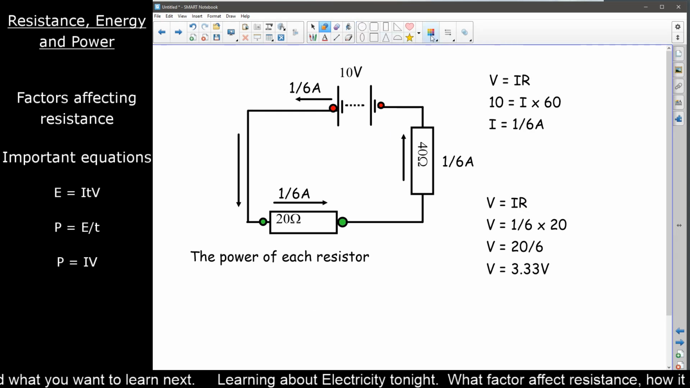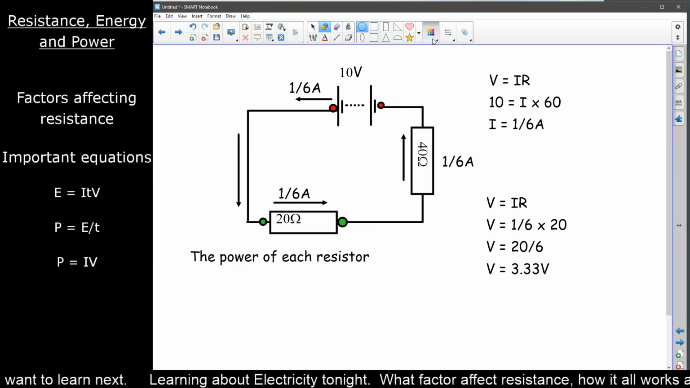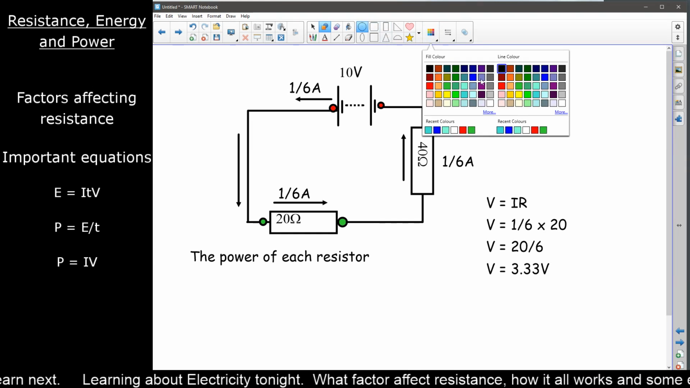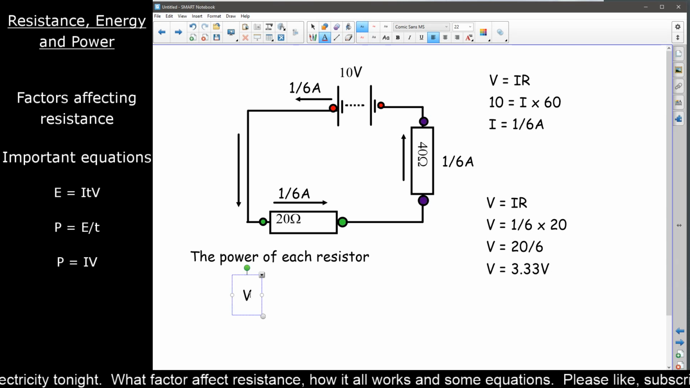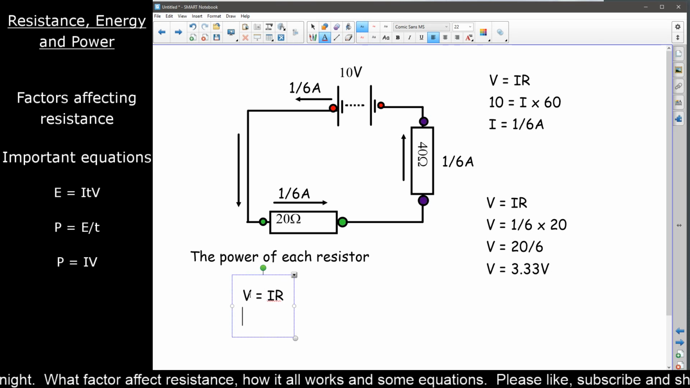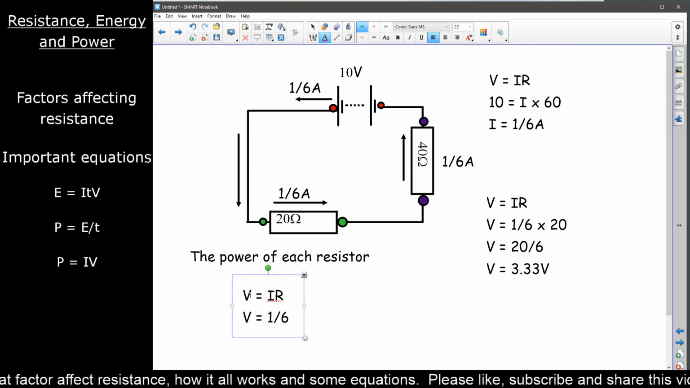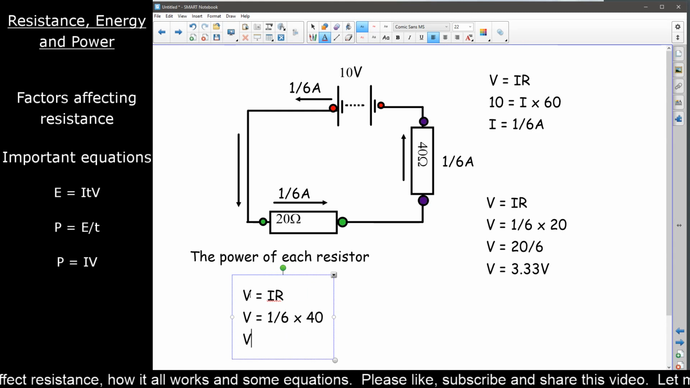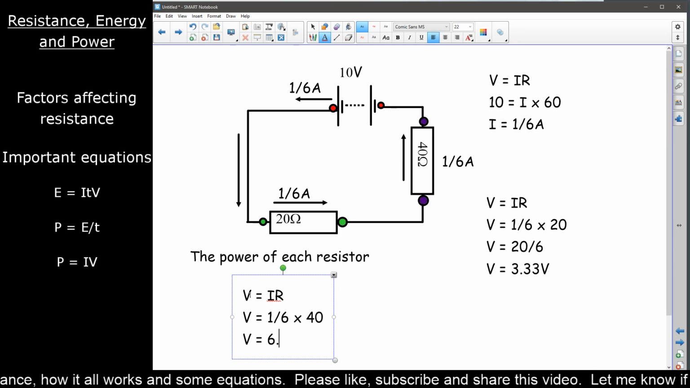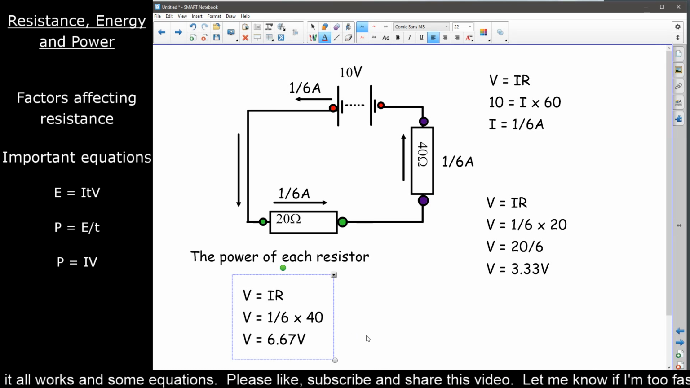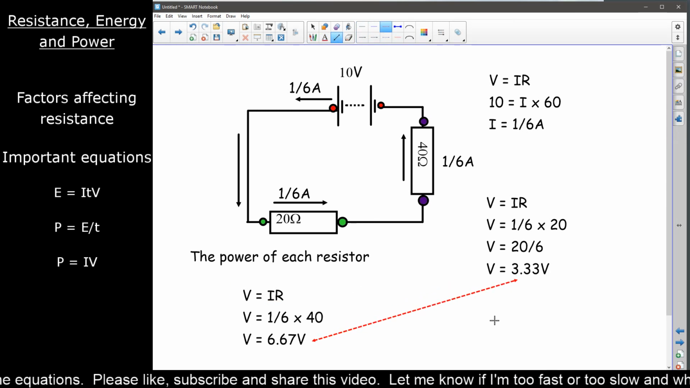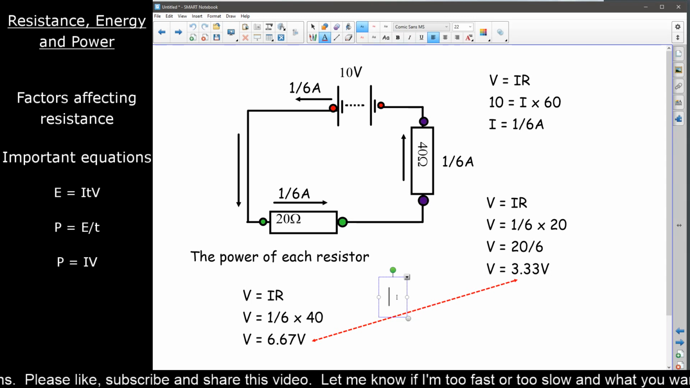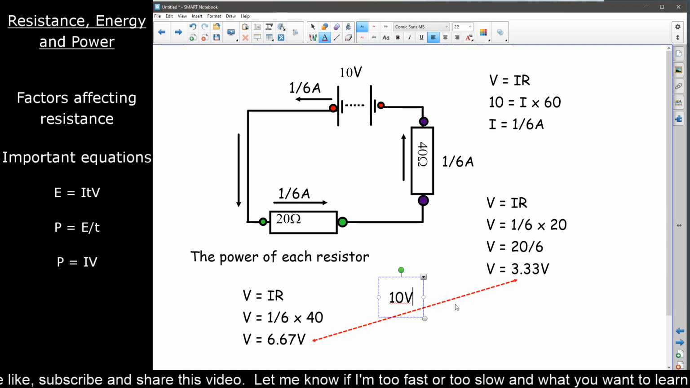Using Ohm's law for the other resistors, so let's get ourselves a little circle thing and show you what we're using. So we're going between, let's go purple, here and here. So from one side of our resistor to the other, we again use V equals IR. V equals the current, which was 1/6, multiplied by the resistance, which is 40. So that should give me a voltage of 6.67 volts. Right, and I know I'm right because if I take these two voltages, 6.67 and 3.33, and add them together, I get 10 volts, which is what came out of the battery in the first place.